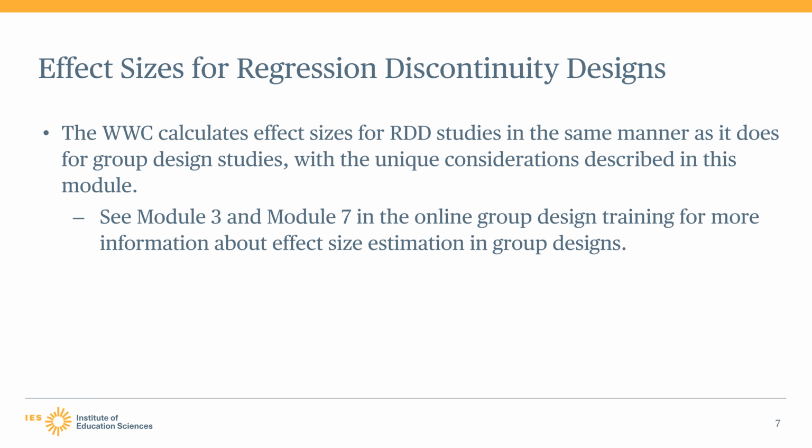In general, the WWC calculates effect sizes for regression discontinuity design studies in the same manner as it does for group design studies. You may want to review Modules 3 and 7 of the Online Group Design Standards training. However, there are a few unique considerations when calculating effect sizes from regression discontinuity design studies, which we will now discuss.